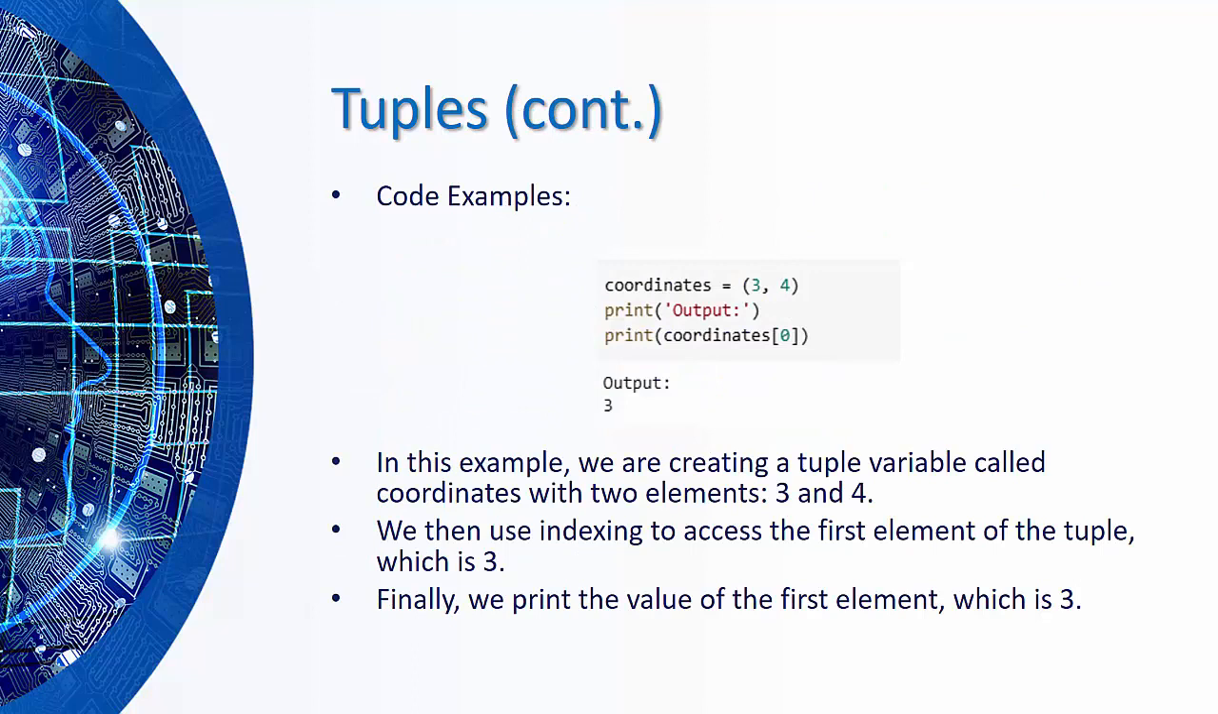Okay, here's an example of tuples. In this example, we are creating a tuple called coordinates with 2 elements, 3 and 4. We then use indexing to access the first element of the tuple, which is 3. Finally, we print the value of the first element, which is 3.